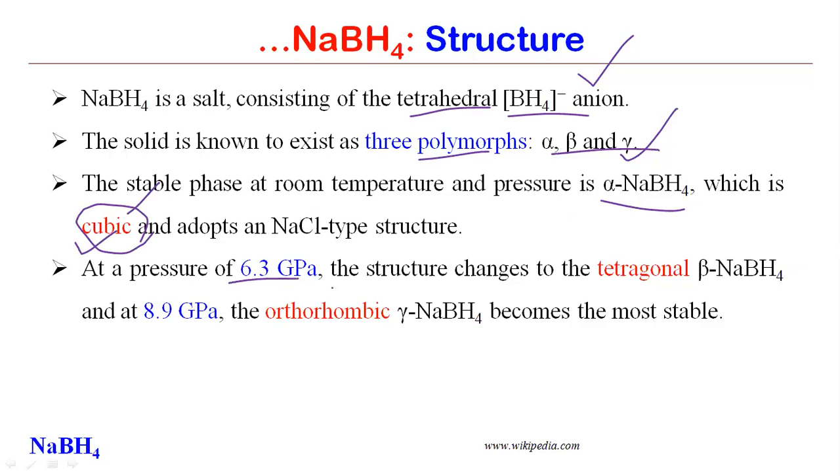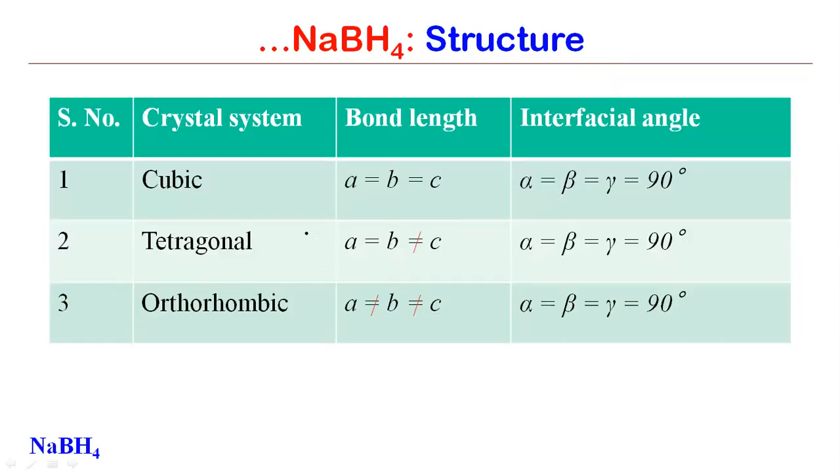As we increase the pressure up to 6.3 gigapascal, it converts into tetragonal, and on further increasing the pressure, it takes an orthorhombic structure. If you want to understand the basic difference between these cubic, tetragonal, and orthorhombic structures, you can easily understand that the interfacial bond angles are the same in all three cases, but the bond lengths are different. So these are the polymorphic forms of sodium borohydride. In all three forms, sodium borohydride exists.